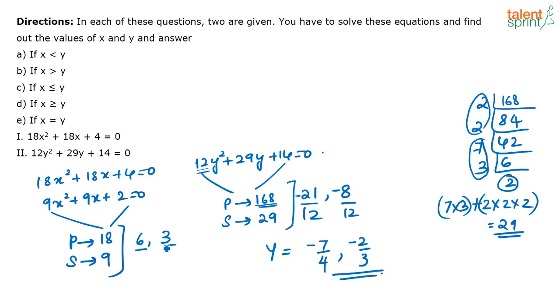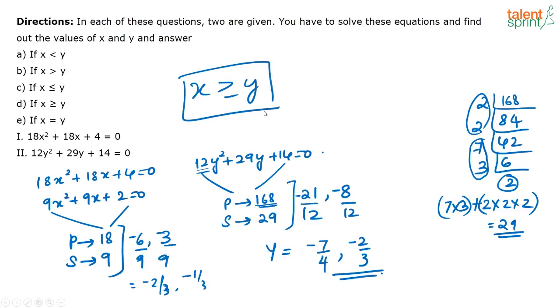You have to divide both by 9, because the coefficient here is 9. And then using the sign method, you can say both the roots are going to be negative. So you have minus 2 by 3 and minus 1 by 3. Right. So definitely you can say that x is greater than or equal to y. That's the answer for this question.